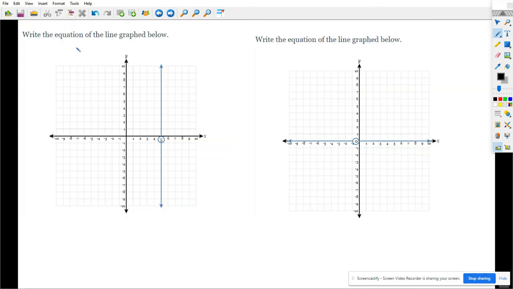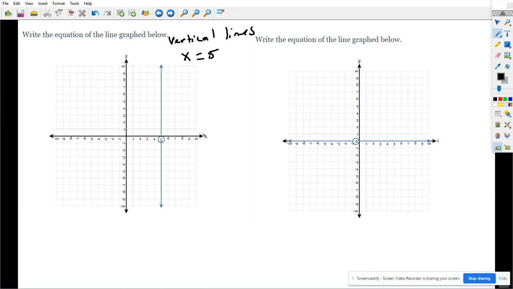Okay, so now write the equation of a line graphed below. You're going to have a couple questions like this in Desmos just to kind of refresh our memory. Don't forget vertical lines. Vertical is always x equals. So I got x equals 5. So the answer to this would be x equals 5. It's done just like that.